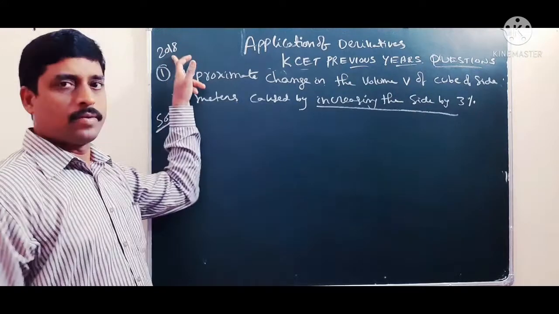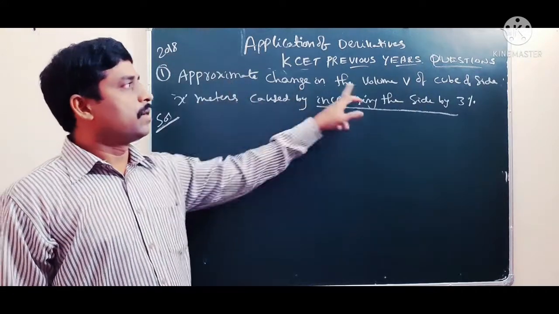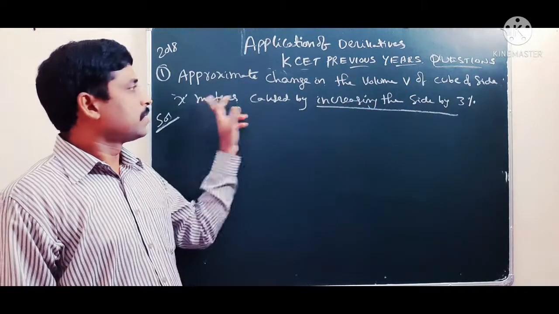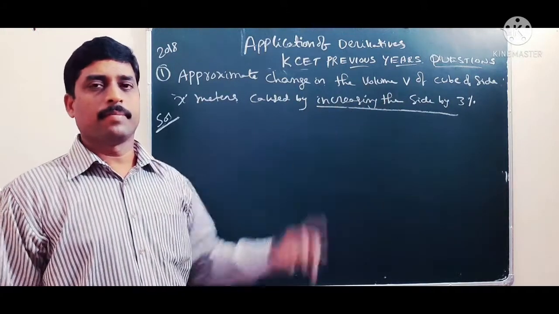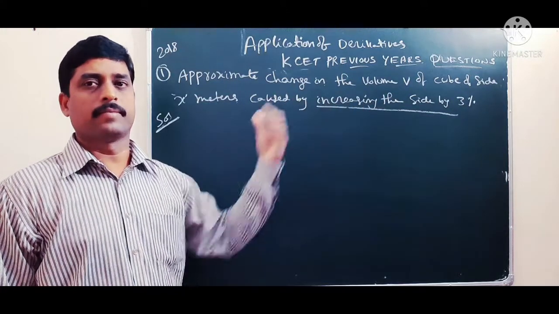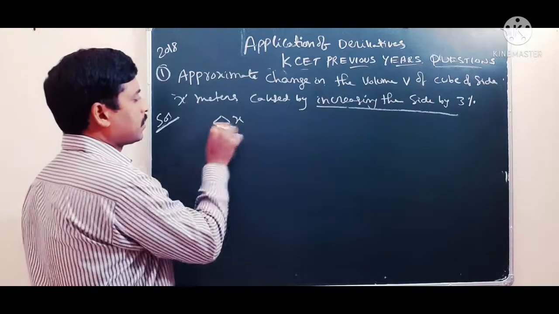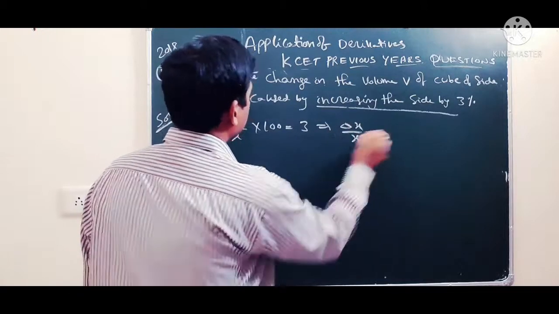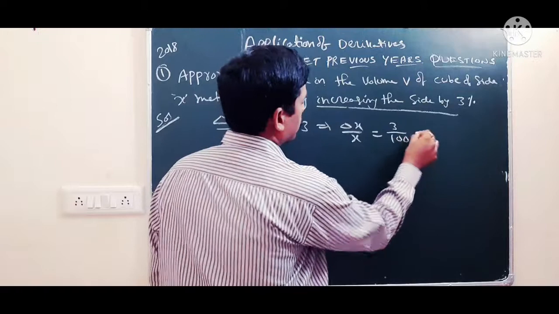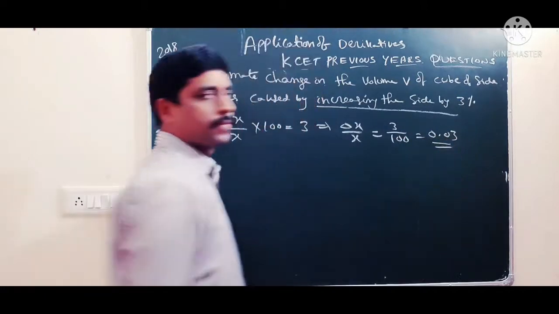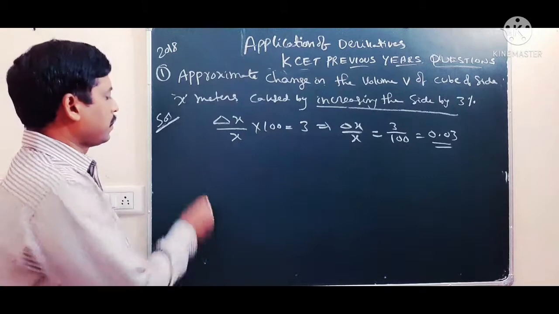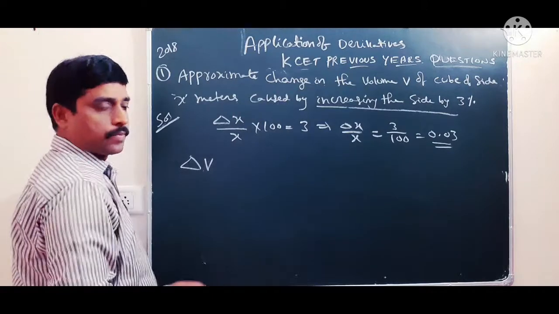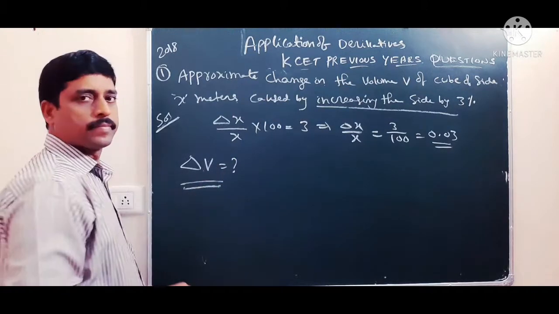Okay, so look at the next question. This is from the 2018 question. Approximate change in the volume of a cube, that is our target. What is given? The side is increasing by 3%. The percentage error in side is 3%. So delta x by x into 100 is equal to 3. Therefore delta x by x is equal to 3 by 100, which will be 0.03. What is our target? Delta V, the approximate change in the volume of the cube.